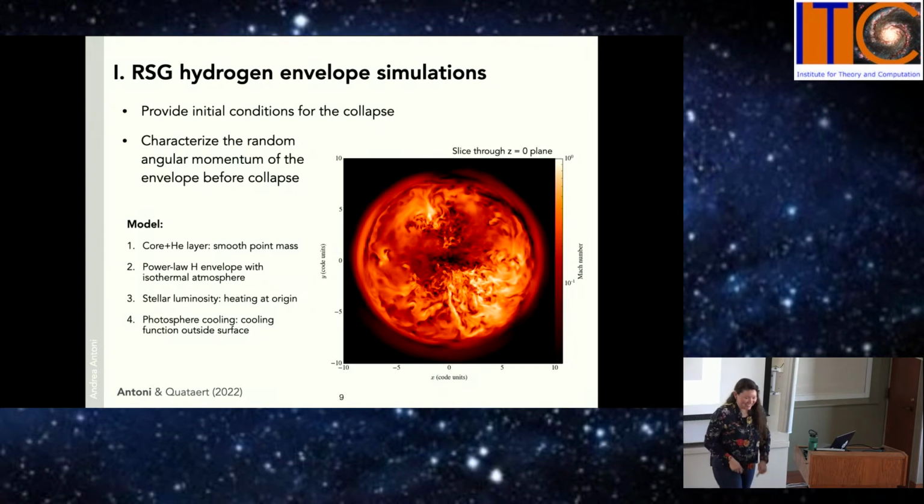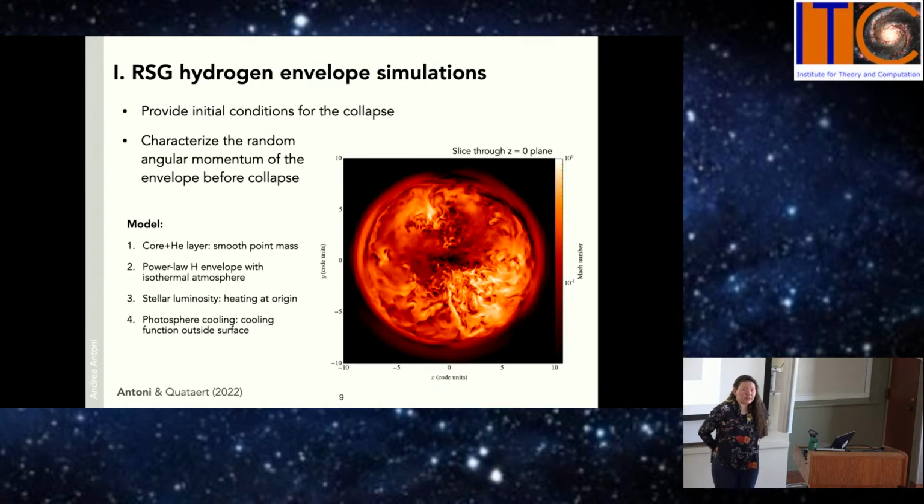Sorry, yes? Just another point of clarification. Once you have those angular momenta that you showed in shells, the idea is that they are frozen when the collapse takes place, right? That they don't have time to evolve.